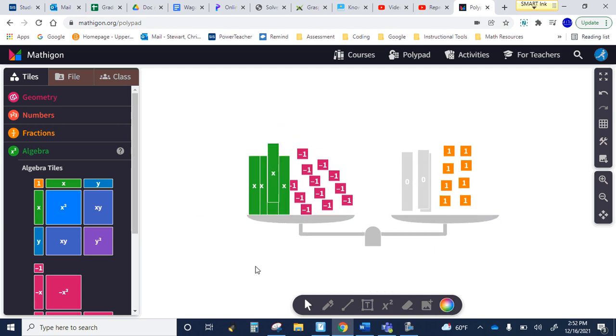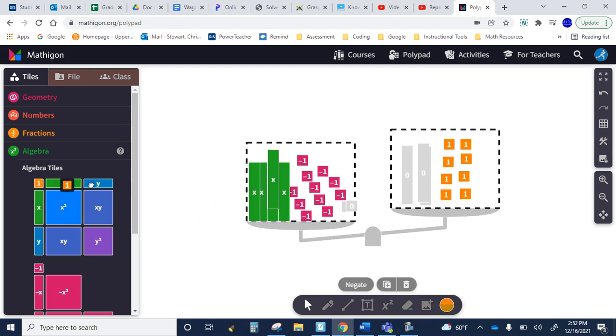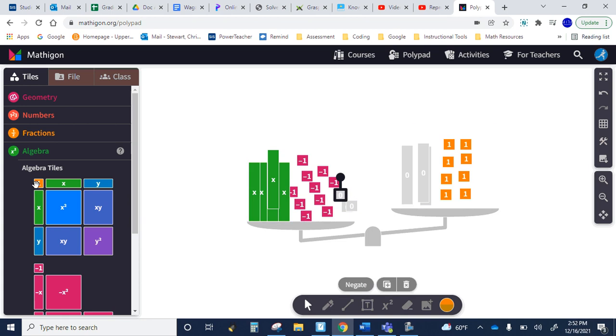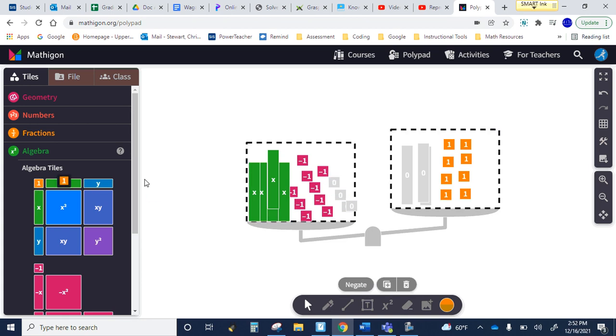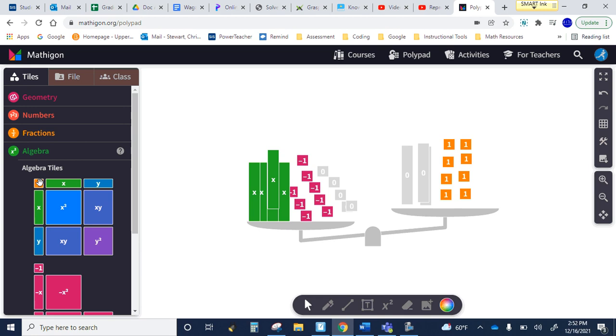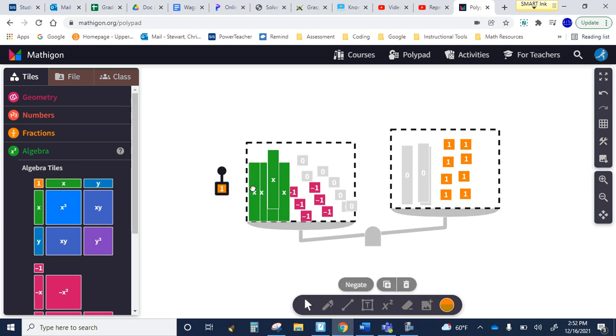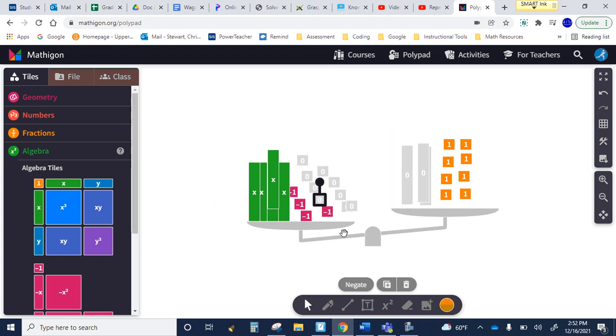So now we need to remove all of these negative tiles. So that means we need to create a bunch of zero pairs. In fact, why don't we look for this many? 1, 2, 3, 8 zero pairs. So let's do that. Let's zero out 8 of these. Okay, so there's 4 so far. 5, 6, 7, and 8. Okay. So we zeroed all of those out.